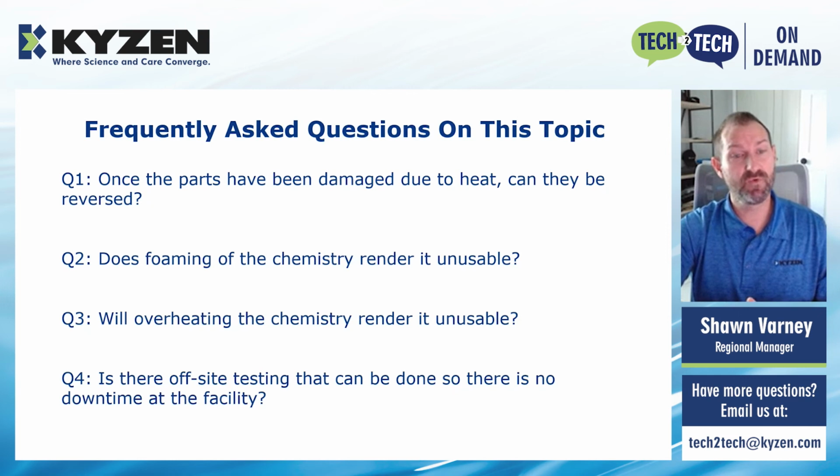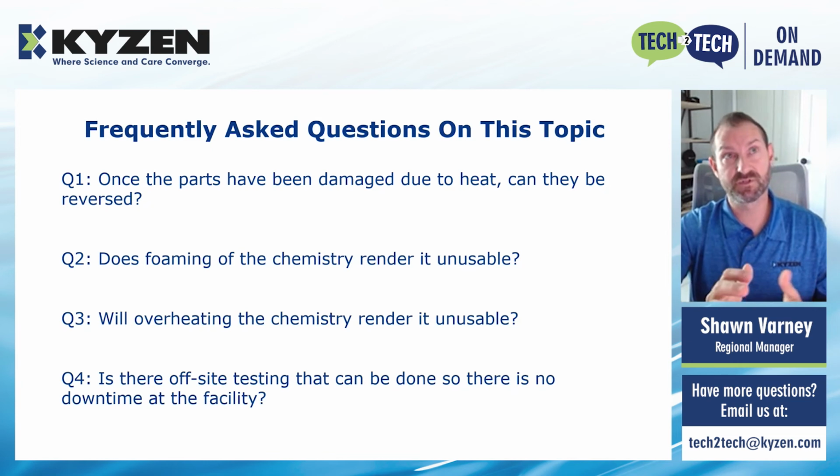Question three: will overheating the chemistry render it unusable? So overheating wise, I would say that you have two different scenarios with that, right? If you overtemp it for a short amount of time and the alarm went off on the machine, you're fine. You should be able to keep using that chemistry as the machine usually has an auto shutdown. If you don't have that, higher temperatures can bake off some of the chemistry components, and you could have issues. We would recommend that if it's at a prolonged period of overheating, you want to replace that chemistry.